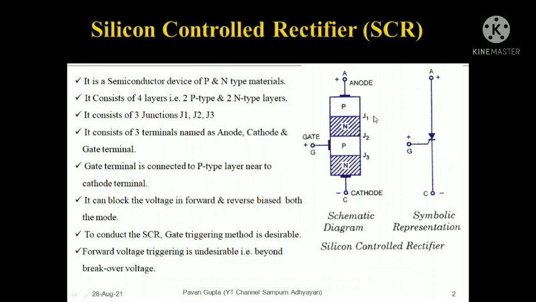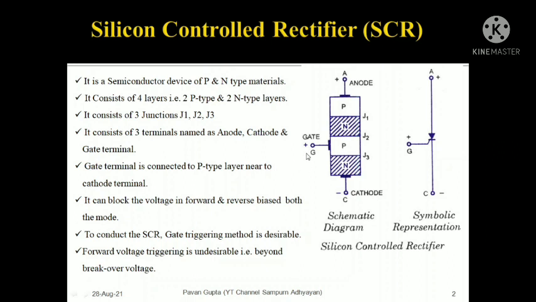When you make the forward biasing of it, junction J1 becomes forward biased, junction J3 becomes forward biased, but junction J2 becomes reverse biased. When junction J2 becomes reverse biased, even though there is a positive voltage at the anode and a negative voltage at the cathode, current is not allowed to flow from anode to cathode. To break this blocking of the SCR, we apply some triggering methods. The triggering point is the point after which the SCR starts conducting from anode to cathode.